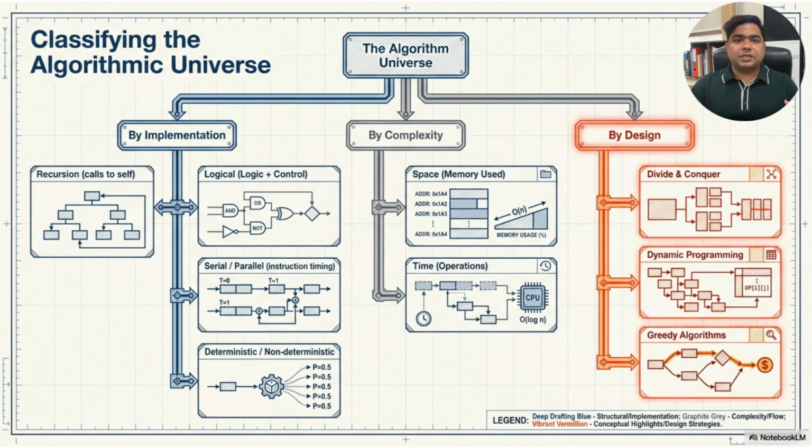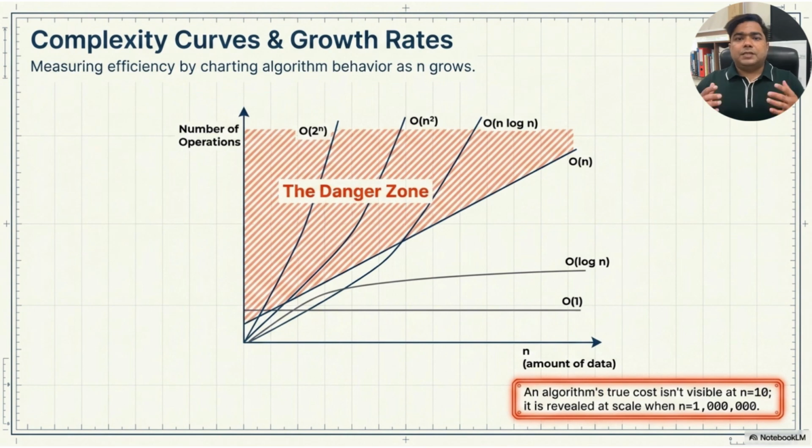The third classification is by design. This is the central focus of this presentation. Here we study strategies such as divide and conquer, dynamic programming, and greedy algorithms. So, classification helps us understand algorithms from different angles: how they are implemented, how efficient they are, and what design strategy they follow. This slide shows complexity curves.